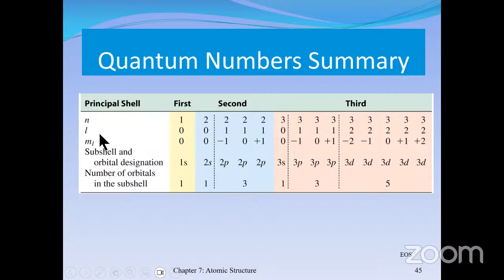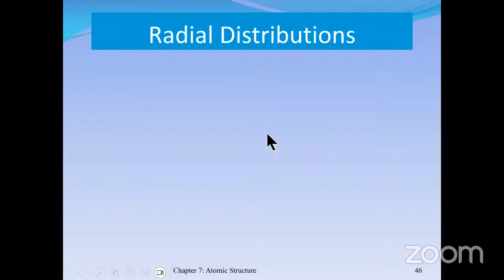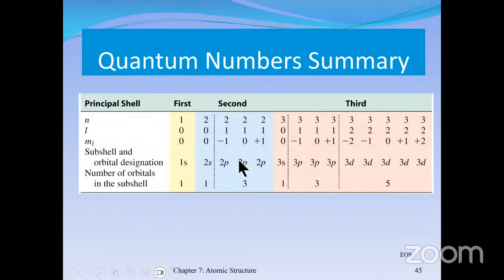But of course, we can have L equal to 1, right? When L is equal to 1, there are 3 possible values of ML: -1, 0, +1. Each of them represents a 2p orbital. P because L is equal to 1. So therefore, there are 3 2p orbitals in the 2p sublevel, all right? And then so on and so forth for the 3rd, 4th, 5th shell, right?